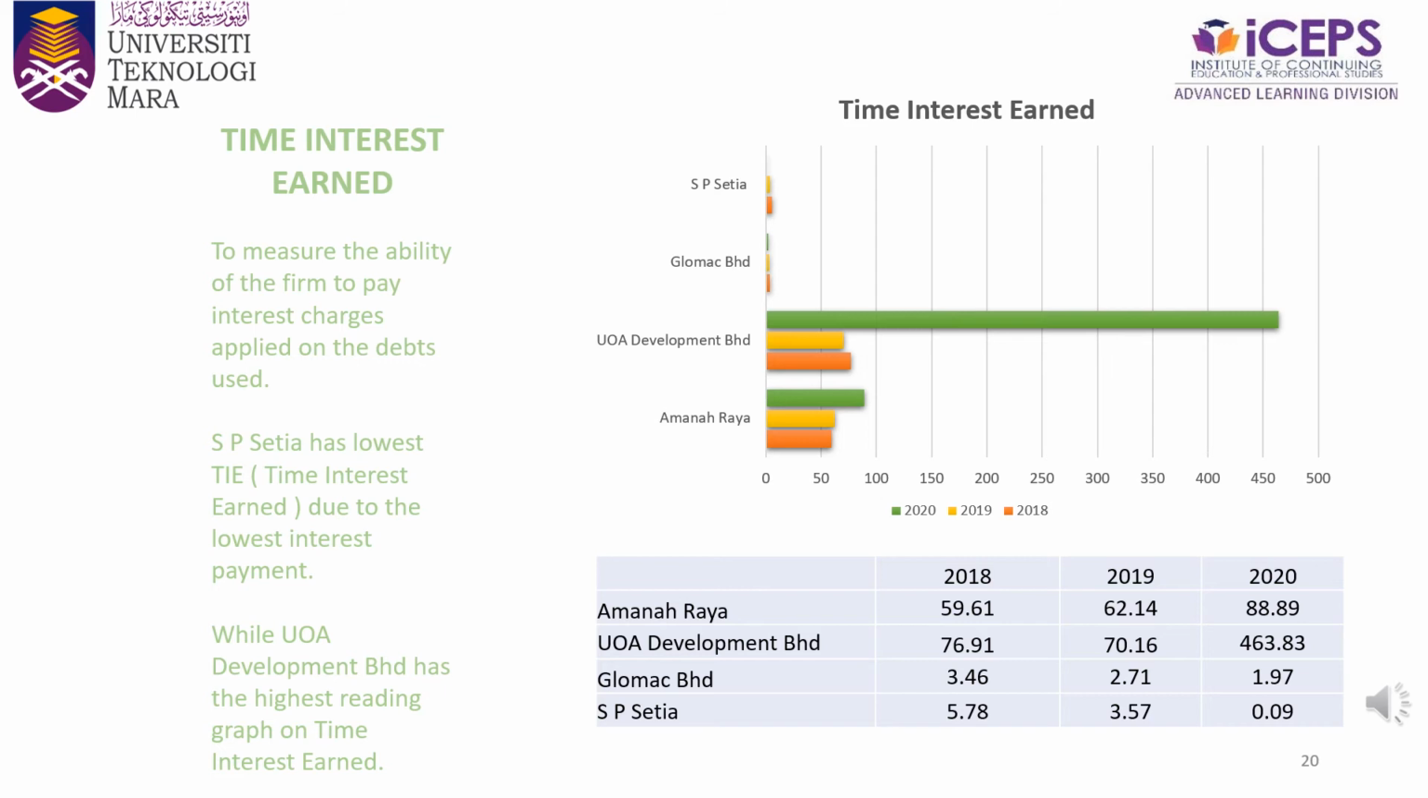Lastly, times interest earned. Times interest earned measures the ability of the firm to pay interest charges applied on the debt used. As the graph shows, SP Setia has the lowest times interest earned due to the lowest interest payment. And it also shows UOA Development Berhad has the highest reading on the graph for times interest earned.